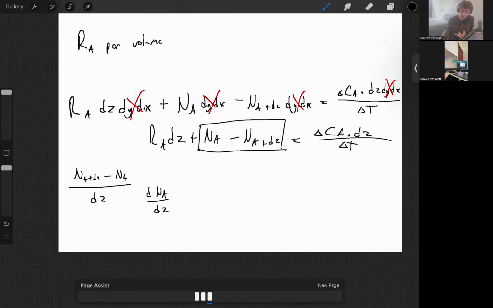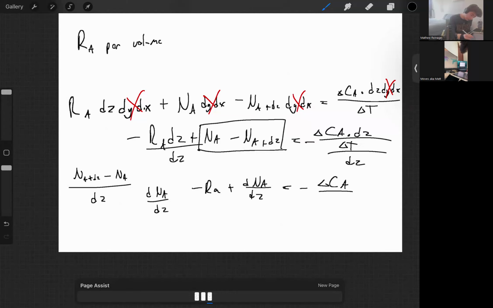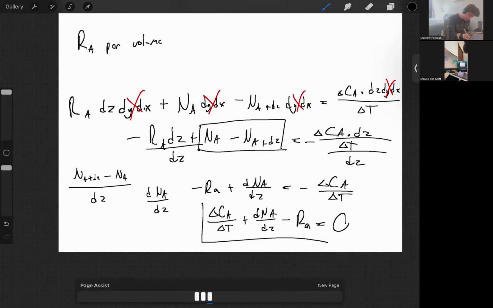And I'm just going to flip signs for everything else. This is negative, and we divide by dz across all terms. And we get something like negative R_A plus the derivative of molar flux of A over dz equals negative change of concentration of A over some change of time. And now we have the final equation, which is the change of concentration of A over the change of time plus the change of molar flux in the z direction minus the rate of formation equals 0. And this is the final equation that we were looking for.